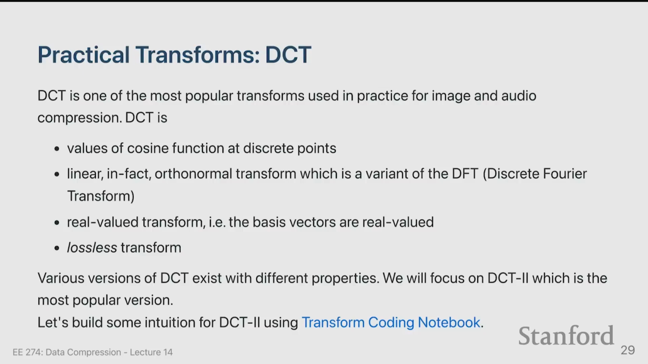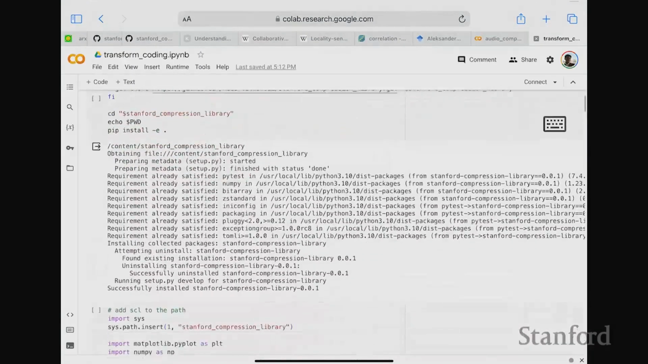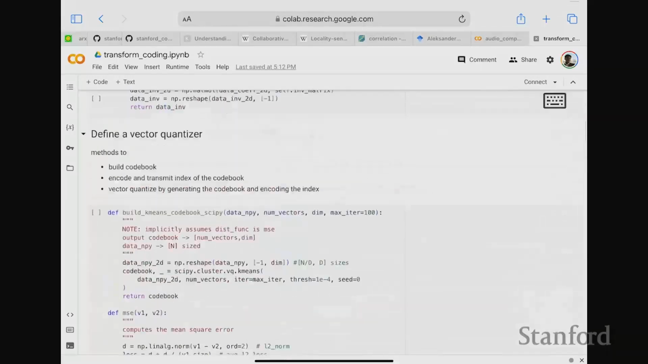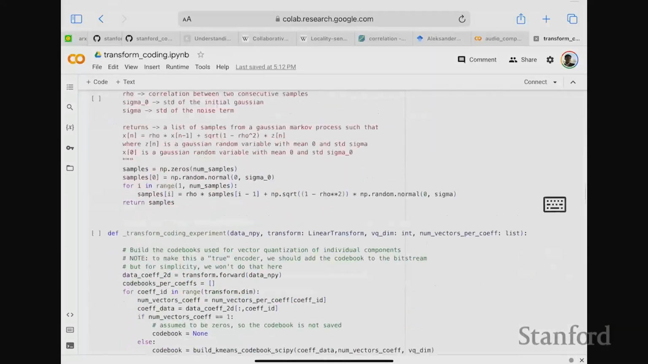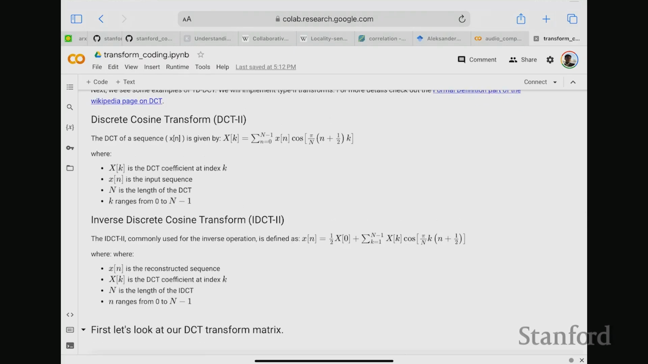So let's build some intuition for DCT2. This is in the transform coding notebook, so you can go home and look at it. We'll put it up on the website. Okay, so I've been hand wavy. I never really defined DCT. I don't think that's the point of this class, but I have put here what your DCT transforms look like. So if you want to go at home and look at it, please do. This will revise your signal processing.